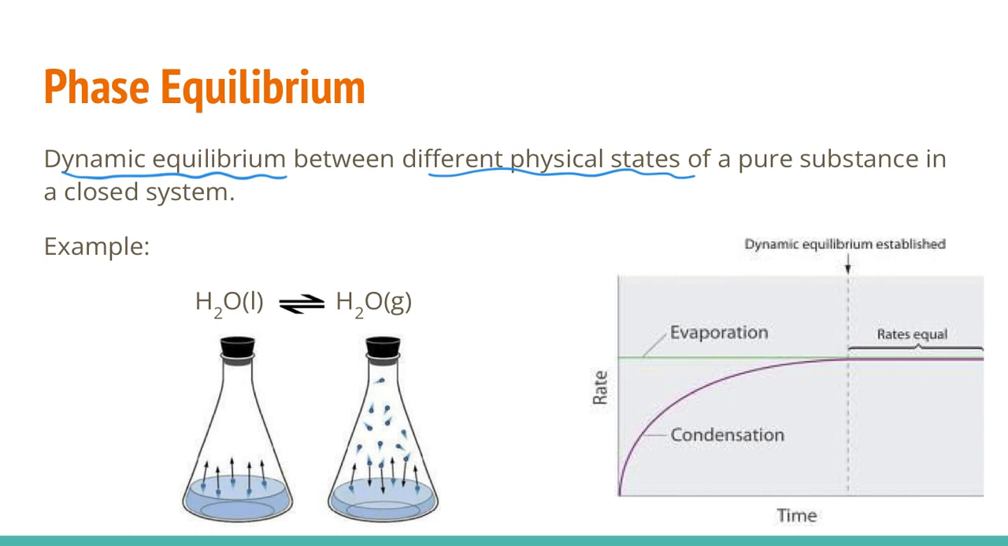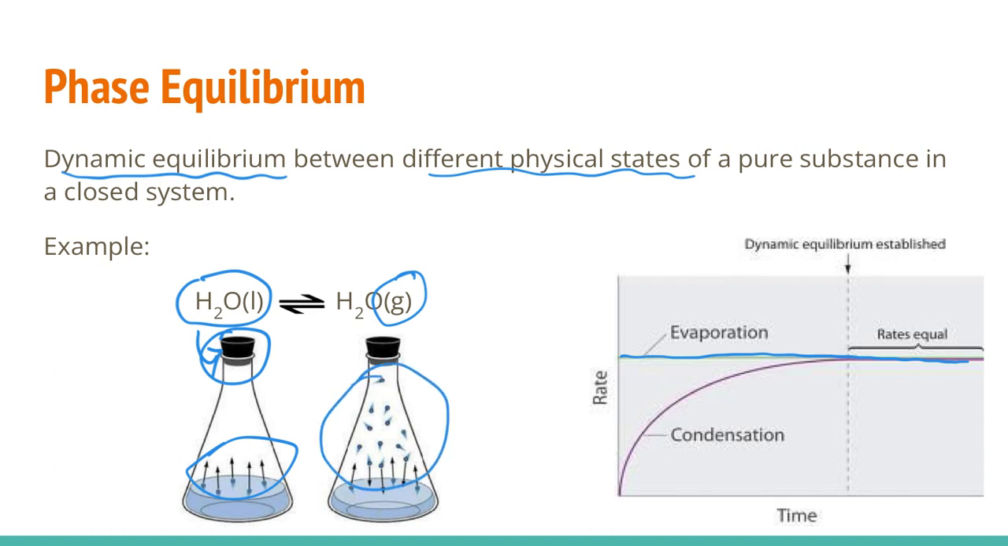For example, if we put liquid water into a container and then we created a closed system by putting a stopper on it, eventually it will establish an equilibrium between its liquid state and its gaseous state. So initially it will start to evaporate and that rate stays consistent. And then once we've built up enough vapor, we're going to start condensing. So the rate of condensation is going to go up, and then dynamic equilibrium is established when the rate of evaporation is equal to the rate of condensation.